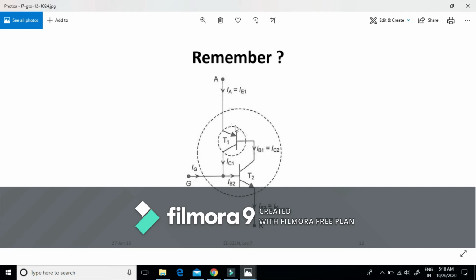Whenever alpha 1 plus alpha 2 approaches unity, the saturation level is reached, or we can say the GTO is turned on, just like an SCR, where when alpha 1 plus alpha 2 approaches unity, our anode current will be very, very high. We can say this anode current is limited only by the load impedance.